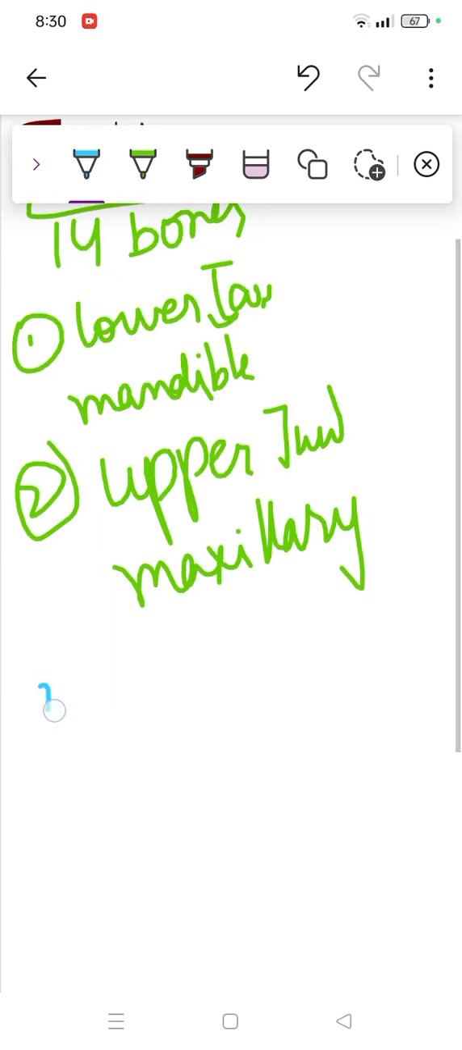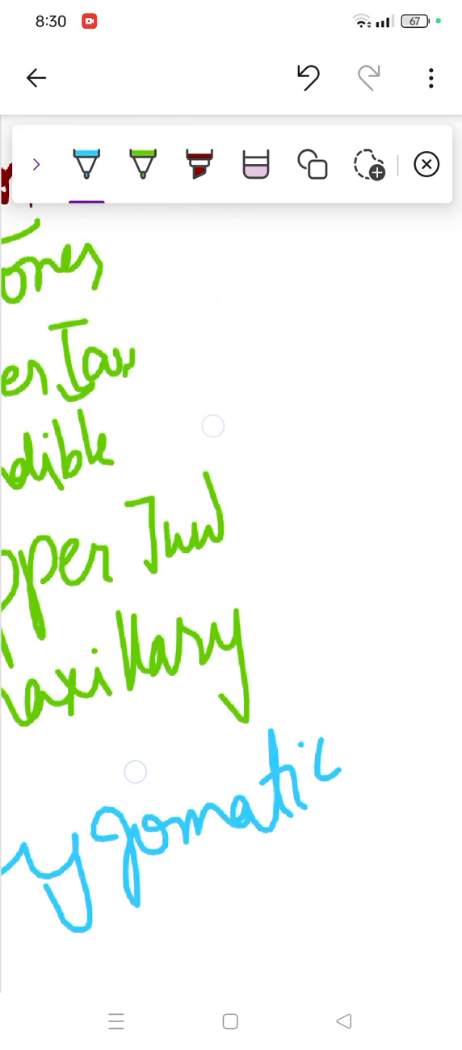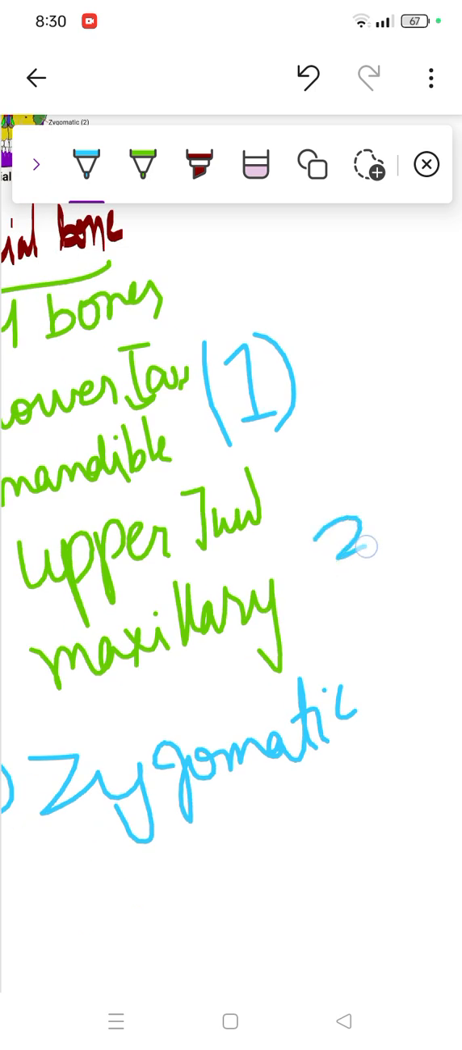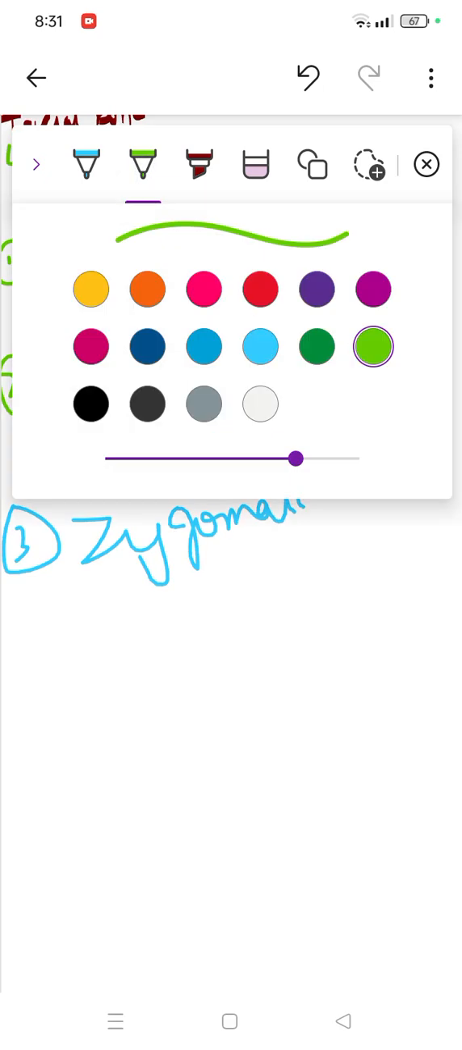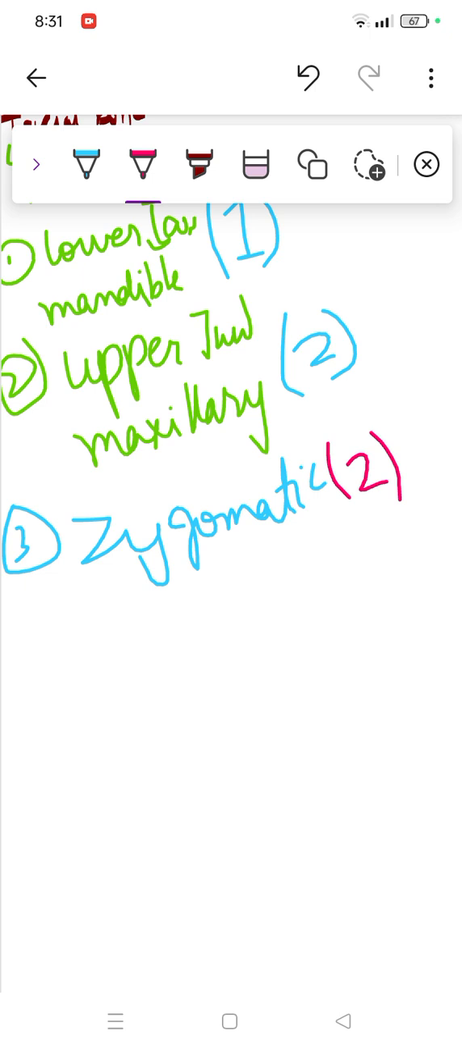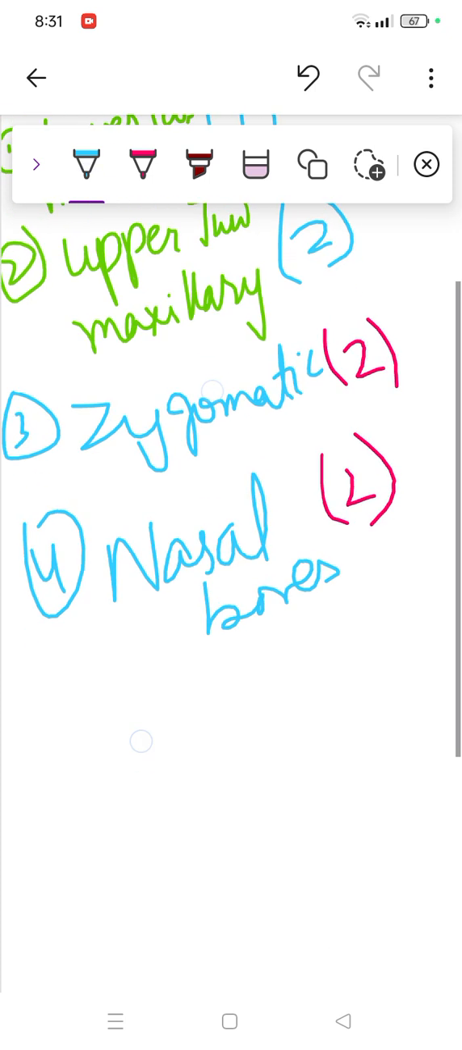Then comes the third one, that's called the zygomatic. Lower jaw is one, upper jaw is one. Upper jaws are two basically, maxillary are two. Then we have zygomatic, which is two. Then we have the fourth one, that's called the nasal bones. These are basically two.